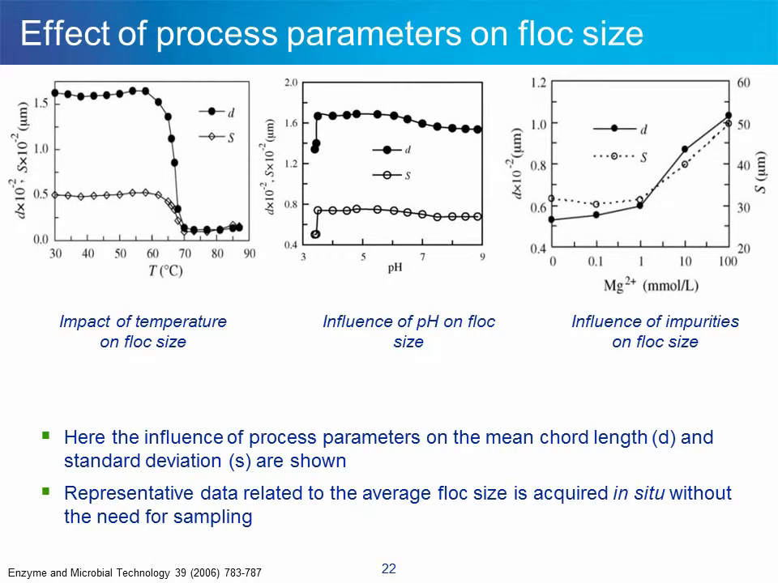The second example is pH, where we see a much more stable relationship between pH and the mean cord length of the flocs measured. Finally, we can see a relationship between the concentration of the magnesium cation and the mean cord length of these flocs measured. As the magnesium cation concentration increases, the floc size actually increases as well. So the FBRM technique is a very nice way to understand the effect of various process parameters typically found in a bioprocess, for example, on the floc size or the size of these flocculated material.